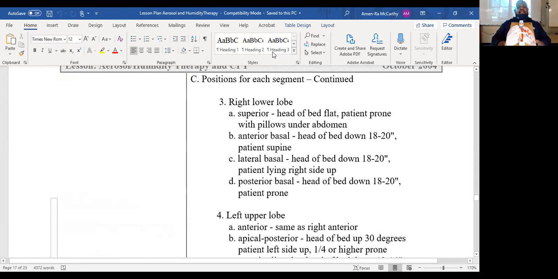Superior segment of the right lower lobe, head of the bed flat, patient prone. Prone means on your stomach. So the head of bed is flat. You're not tilted or anything. You're flat, but you're on your stomach. That drains that superior segment. Remember, the superior segments are in the back. Both left and right have superior segments right next to each other. Okay? Right lower lobe and left lower lobe both have a superior segment in the back.